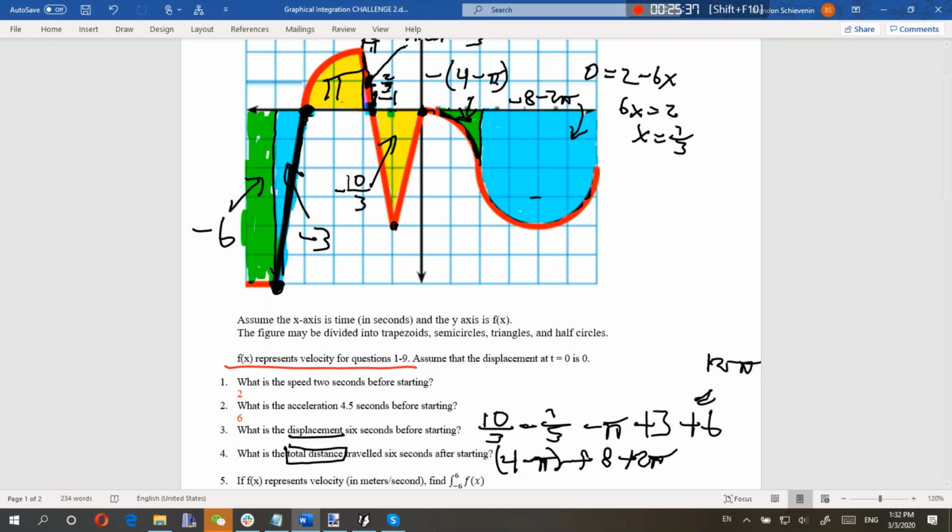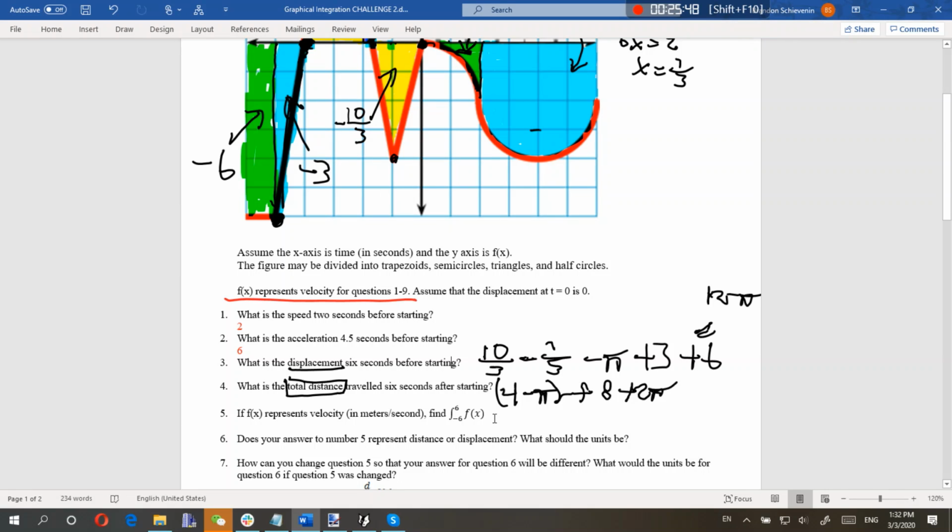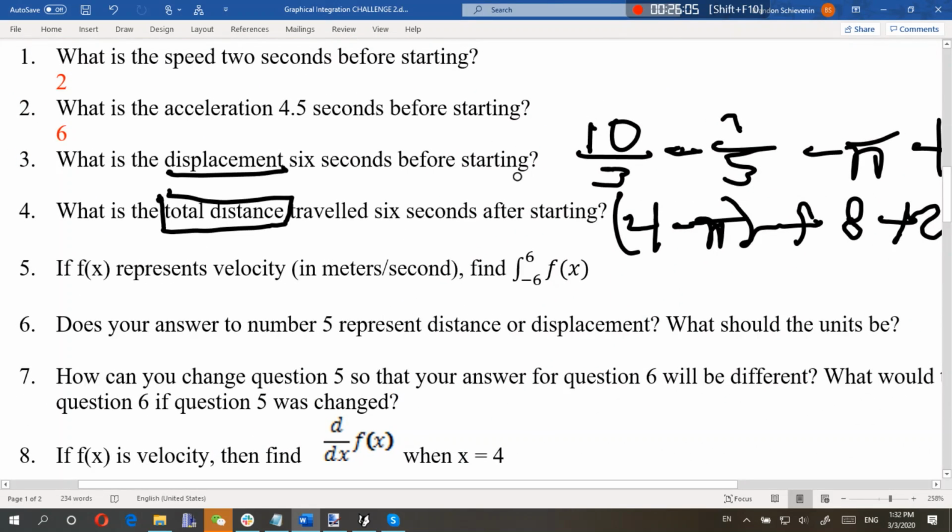Okay, last 4. So if f of x is velocity, I wanted to find the integral from negative 6 to 6 of f of x. Okay, so if I'm just integrating, that means I'm not taking any absolute values, but I'm adding the areas. So would that be displacement or total distance traveled? Okay, I'm going to zoom in here. f of x is velocity. If we just integrate f of x, will the displacement, okay.